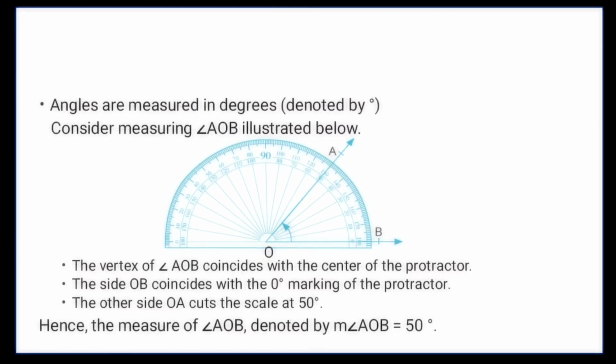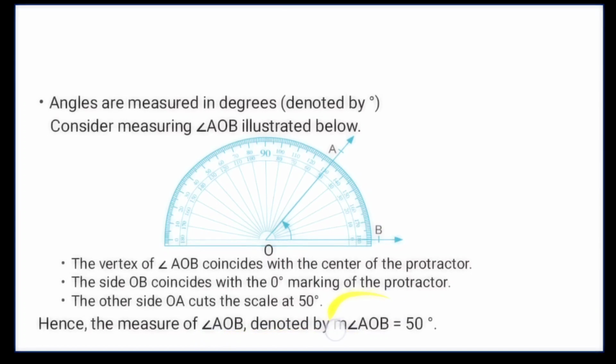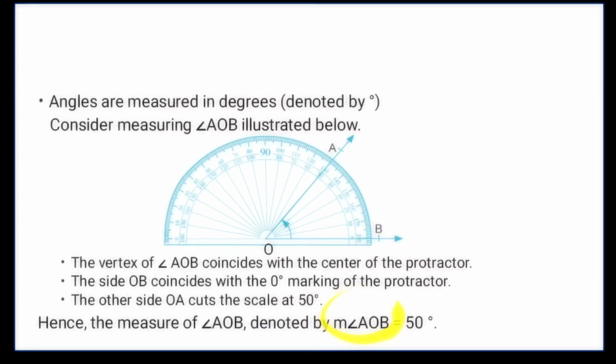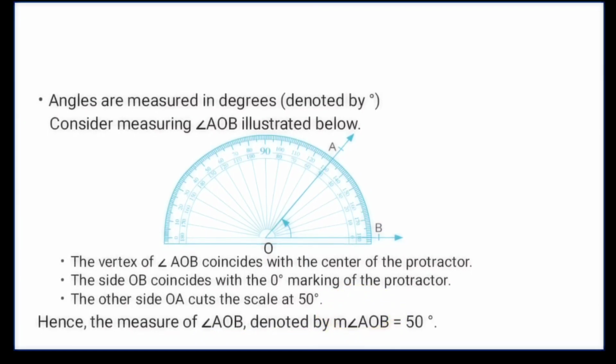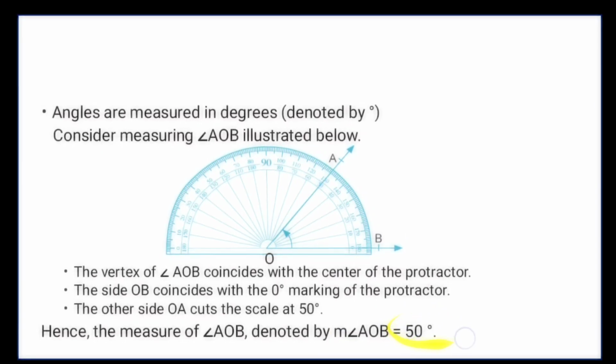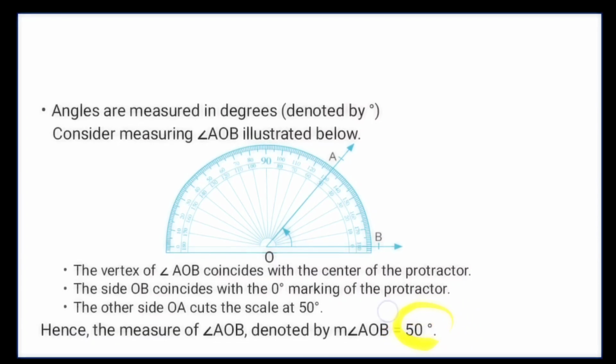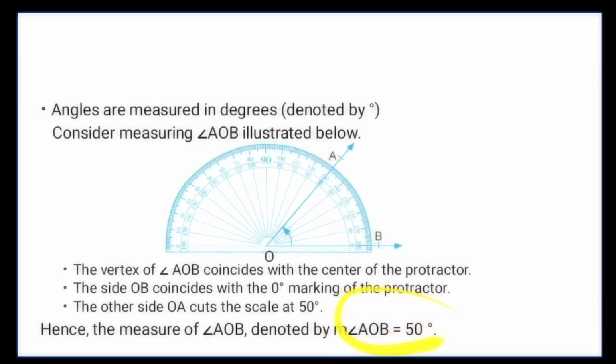So we can say that the measure of angle AOB, denoted by m angle AOB, is equal to 50 degrees. Okay, this is the value of the angle AOB, or measure of angle AOB.